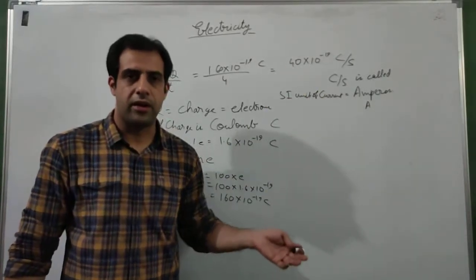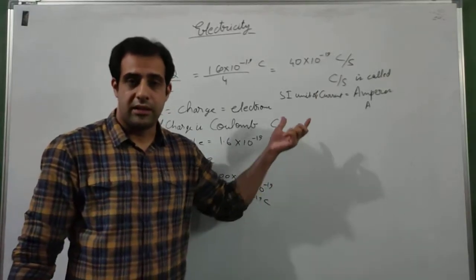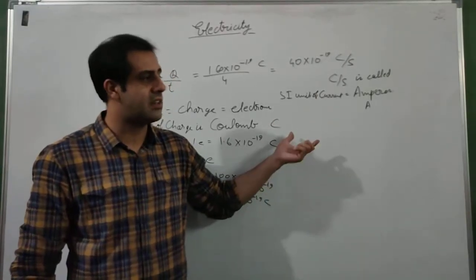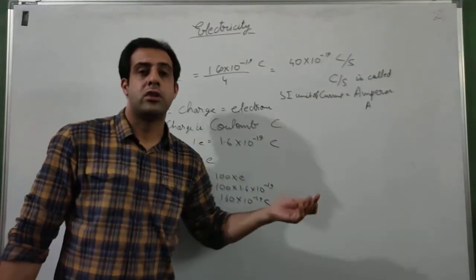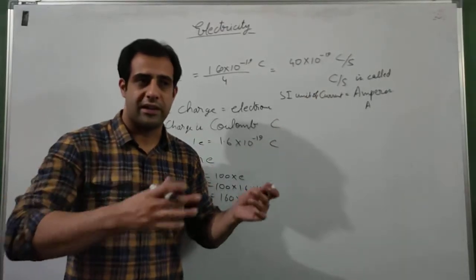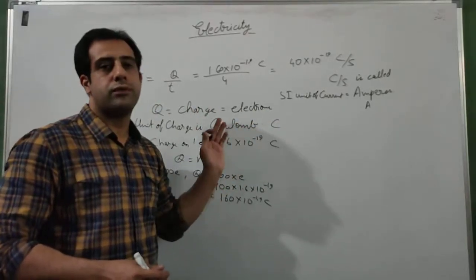There are several fundamental units. For mass, length, time, these are the fundamental quantities. Just like them, there is temperature, there is current, there is luminosity. Luminosity means brightness of any light. These are all fundamental units. Other units are derived from these fundamental units.